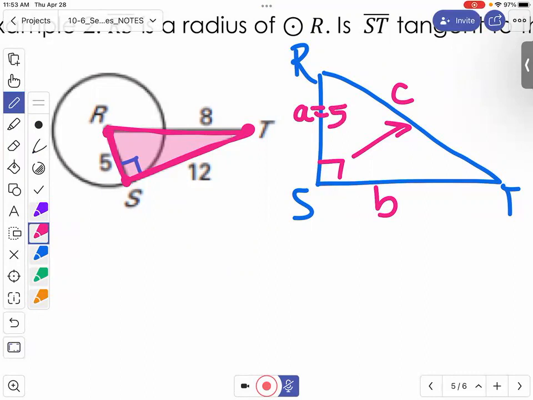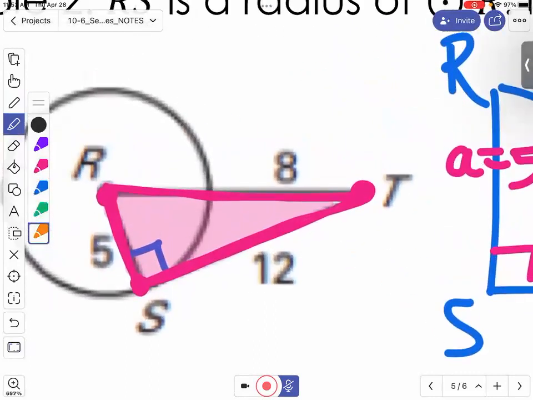S to T, it says, is 12. So I'm going to let my B be 12. What I need right now is my side RT, or my C side for Pythagorean theorem. So let's go back to our original picture. This 8 only goes to this outside portion of my circle. It is not all the way across.